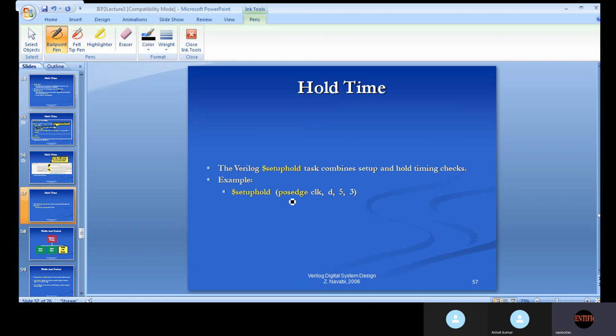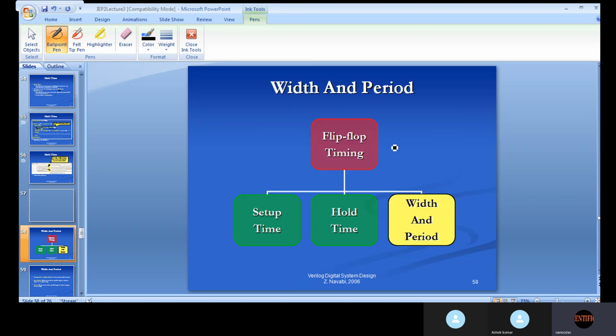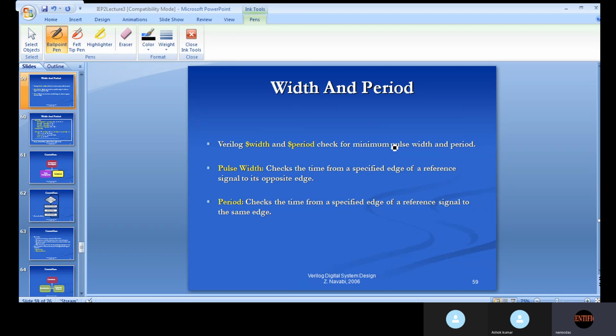ఓకే, సో ఒకవేళ సెటప్ హోల్డ్ టైం రెండు ఇవ్వాలి అంటే యూ కెన్ యూస్ ద dollar setup hold. Okay, 5 is the setup time and 3 is the hold time. Width and period ఇవ్వాలి అని అంటే you can use dollar width, dollar period, and here pulse width is nothing but check the time from a specified edge reference signal to opposite edge. Okay, period అంటే checks the time from specified edge of the reference signal to the same edge.